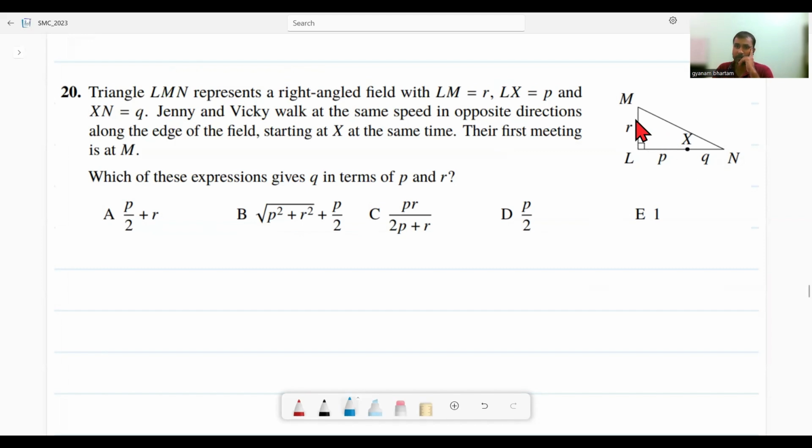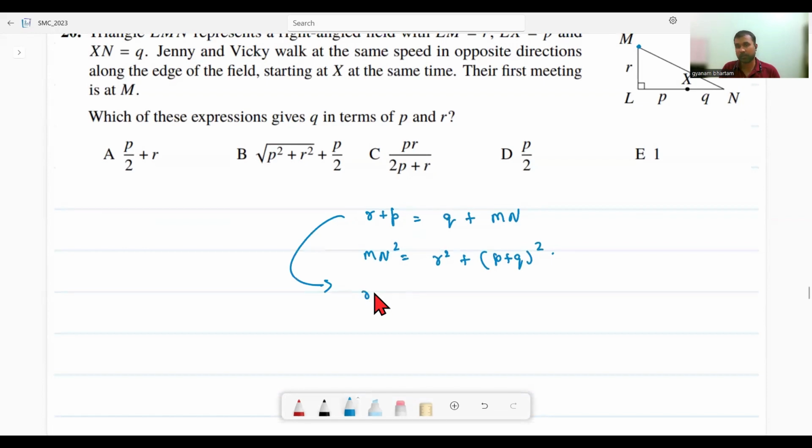If they have the same speed and they meet at M, it means these two lengths must add up to these two lengths. So R plus P must be equal to Q plus MN. Now how to find MN? Using Pythagoras theorem, MN is going to be R square plus P plus Q whole square. So let's calculate this. We can write R plus P minus Q whole square equal to MN square, and this is going to give R square plus P plus Q whole square.